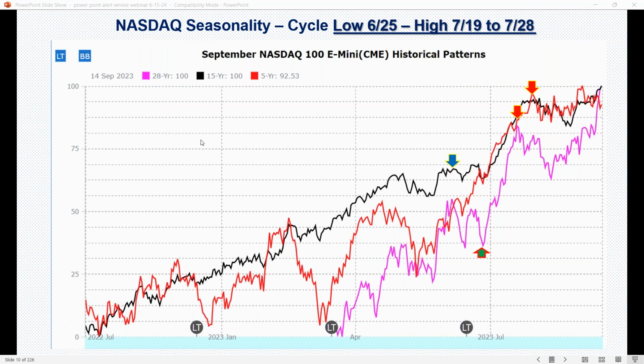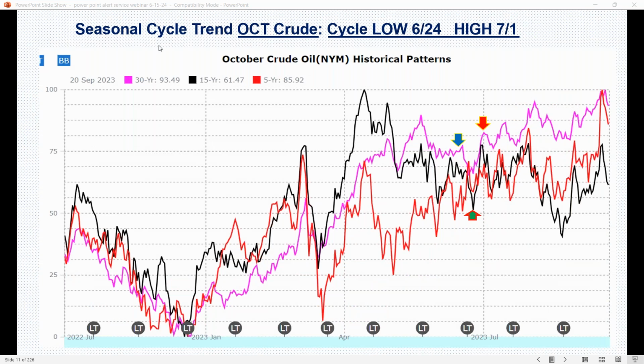And then on energy, like we were showing earlier, I was showing you the sector rotation money coming out. We're going to start getting into seasonal low on that as well. And so that's going to come up around the 24th of June, right about here.